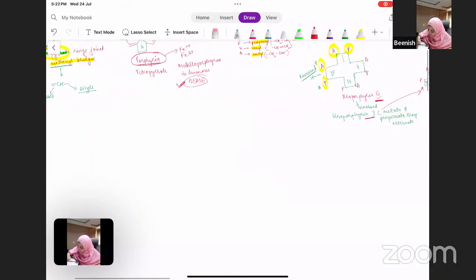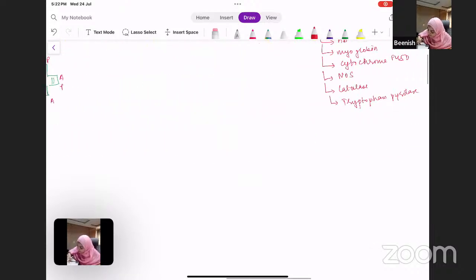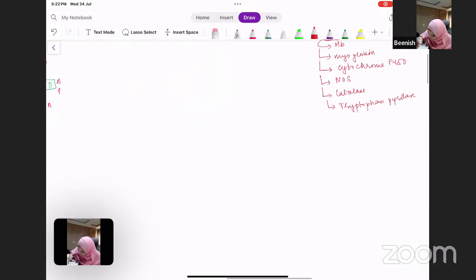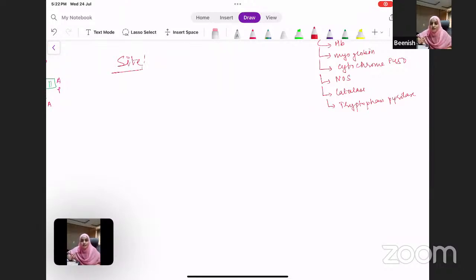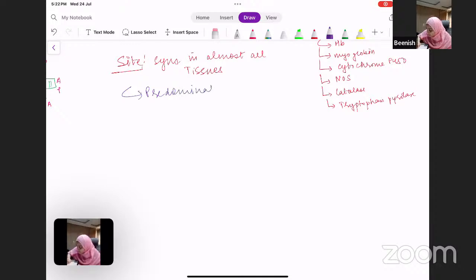So talking about heme synthesis, firstly, if I take the site of heme synthesis, so where is it occurring? Site. So it is taking place in almost all the tissues, synthesized in almost all tissues. Okay, but predominantly it is synthesized in liver and erythroid precursor of bone marrow.